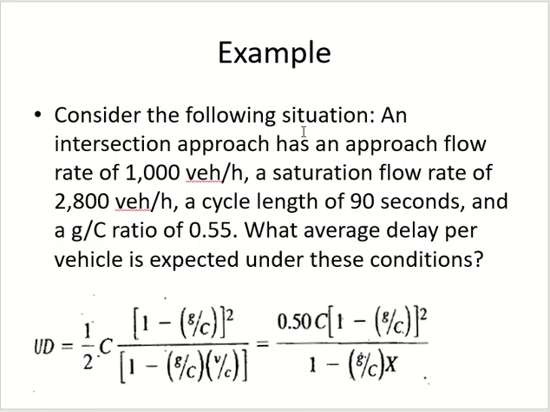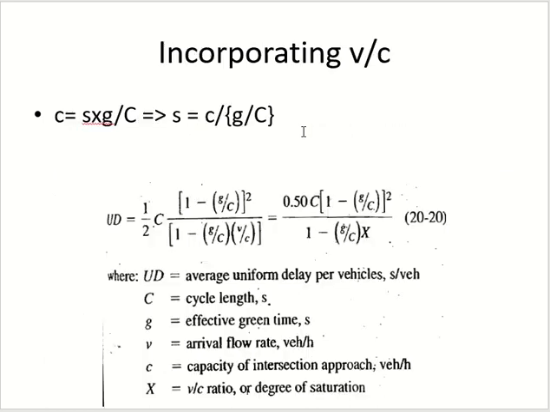Now tell me which value is missing from the equation. Capacity is missing, right? I want to calculate X or V by C ratio. I have V, but I don't have capacity. How will I calculate capacity? I have the equation over here. Capacity equals what? Saturation flow rate into G by C ratio. Are these things given? Yes, they are given.